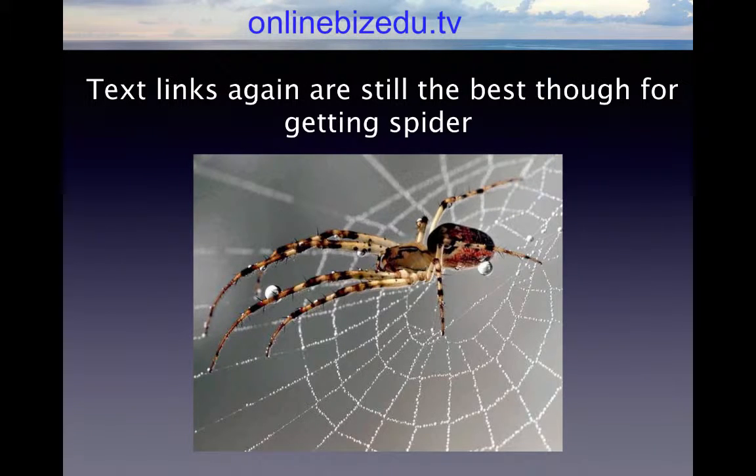Sites built on WordPress typically offer good structure out of the box. It's one of the reasons I recommend you use them. Image links are okay to use. Text links, again, are still the best thought for getting spidered. Use a navigational sitemap for your website visitors.